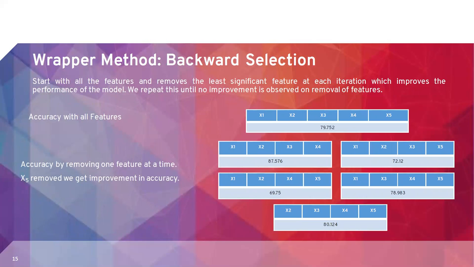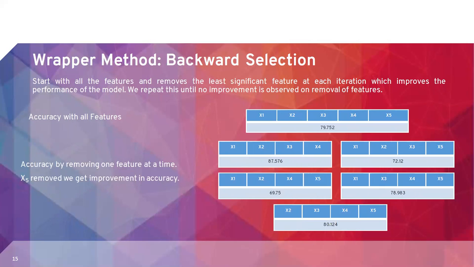In wrapper selection, we also have a backward selection methodology. In backward selection methodology, we start with all the attributes and remove the least significant attribute at each iteration, which improves the performance of the model. So when we start with all the attributes and then evaluate the accuracy, we remove one attribute at a time and again evaluate the accuracy. When we remove one attribute at a time, we remove that attribute which results in the least loss of accuracy or results in an increase in accuracy.